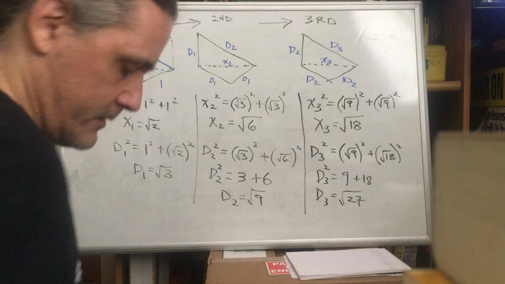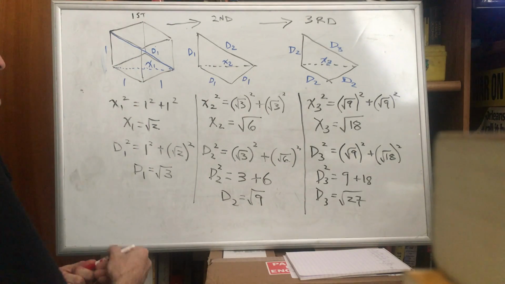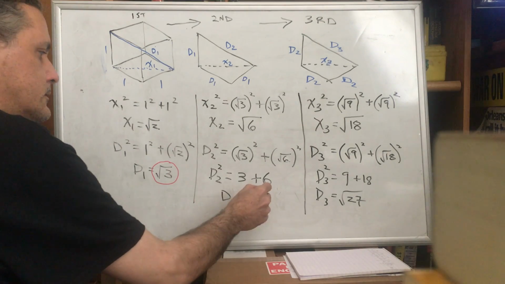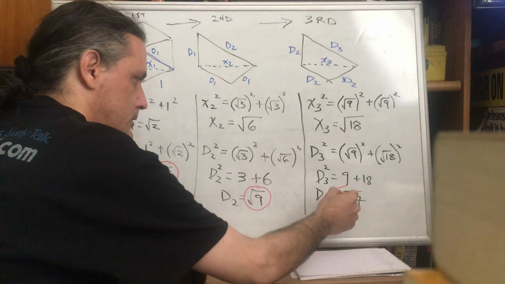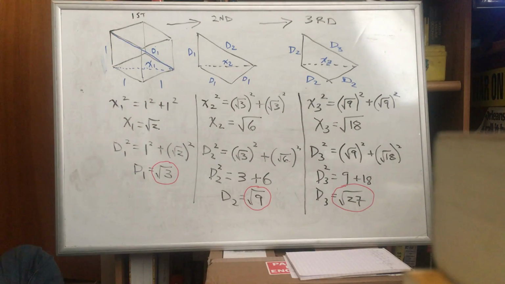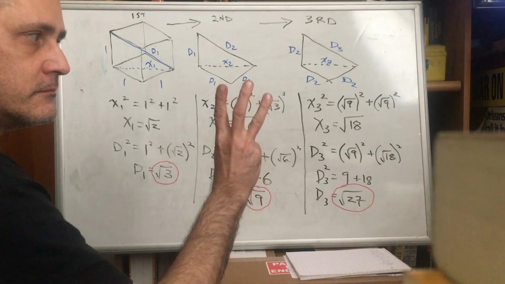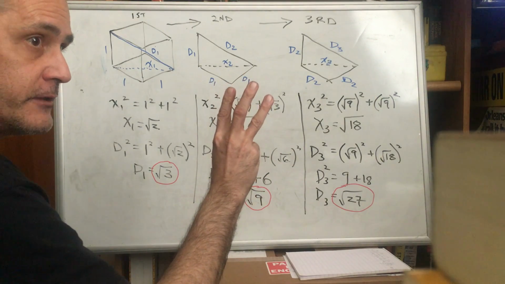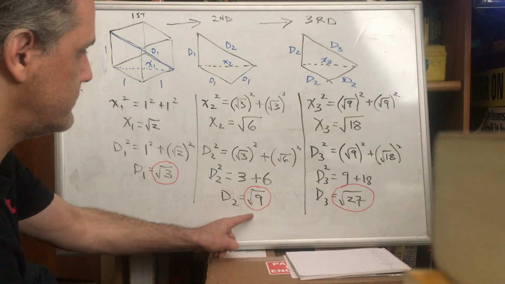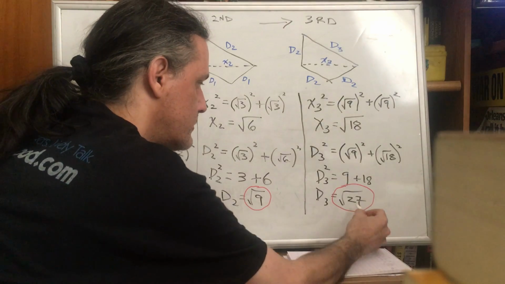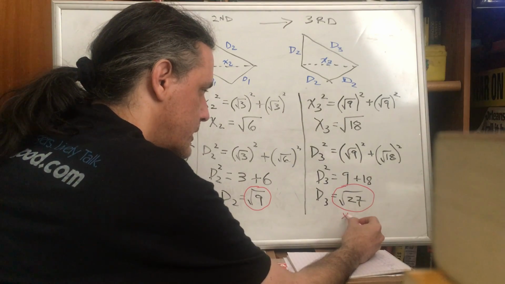Okay. Anybody see a pattern here? We just want to get the fifth space diagonal. Here's the first, here's the second, here's the third. Anybody see a pattern? Right? Times 3, times 3, times 3. So we just need the times 3 two more times, which would be times 9.